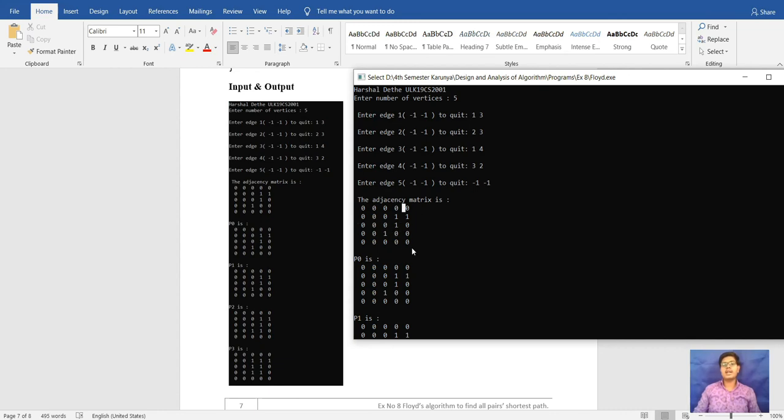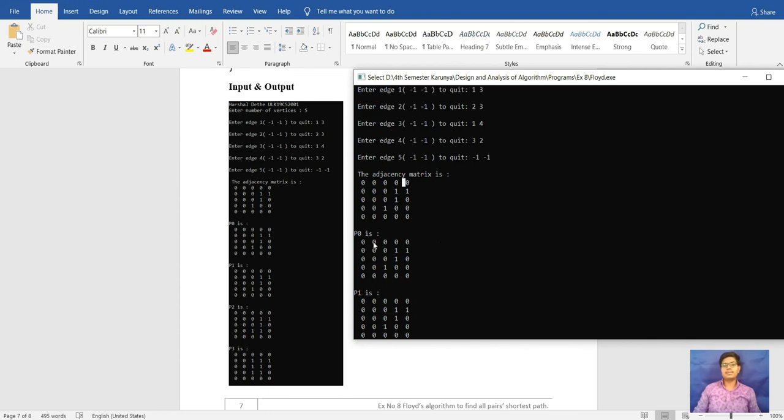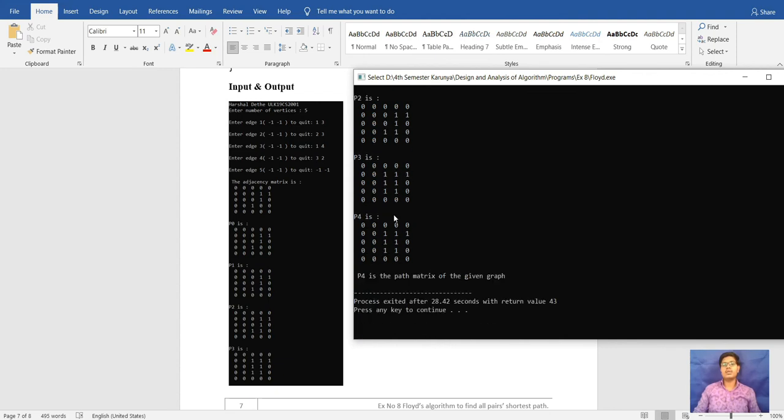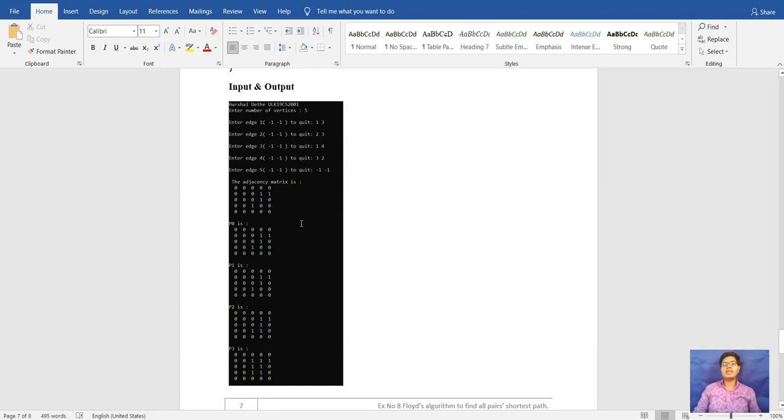So here the diagonal will be 0, as when we see, all the diagonals will be 0, because there is no self loop, so it will give all the diagonals as 0. So here P of 0 is there. So P of 0, P of 1, P of 2, P of 3, P of 4. So this P of 4 is the matrix path given, and it will take the shortest path, that is given there, and then it will print as we saw here.